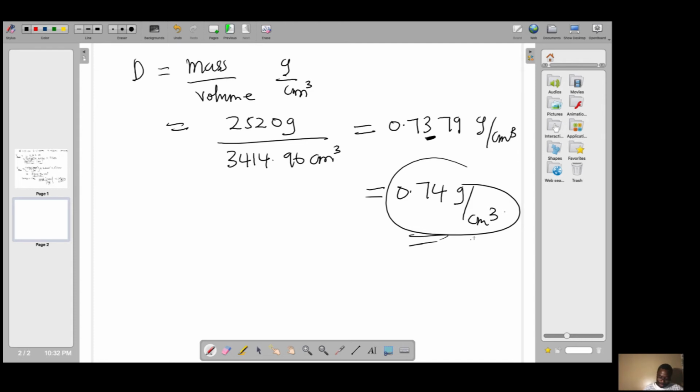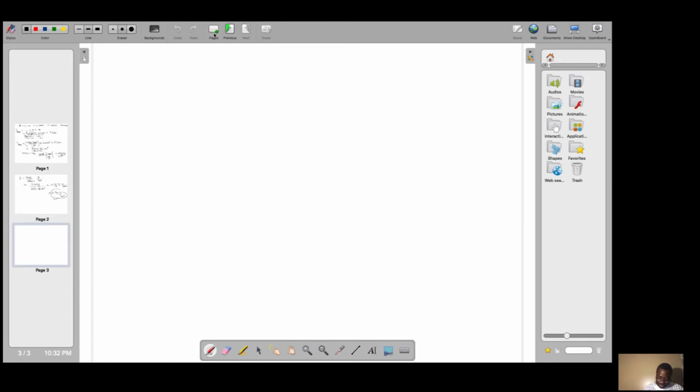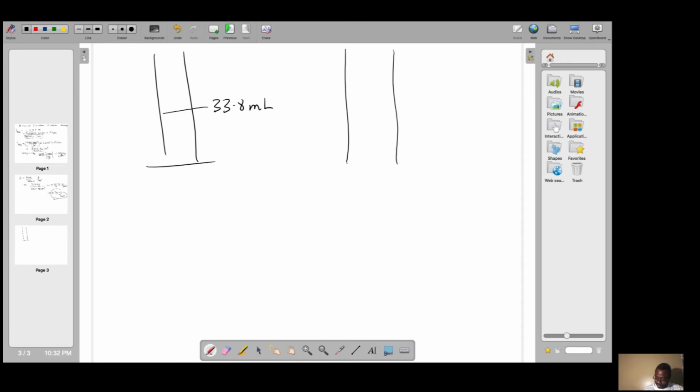Okay, so let's proceed with the second problem. So the second problem says that you have a graduated cylinder. You initially have a volume of 33.8 milliliters of water in it, and then you dropped an object in there, and the water level rose to 44.1 cubic centimeters.